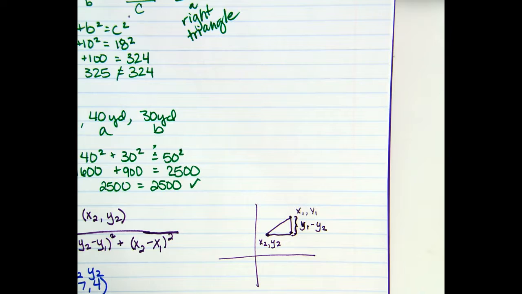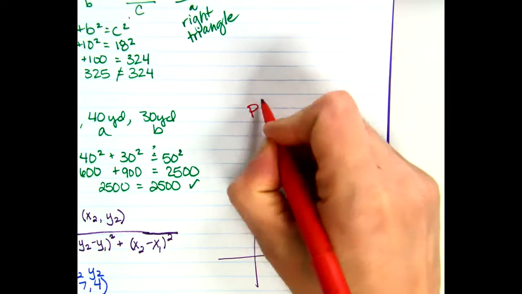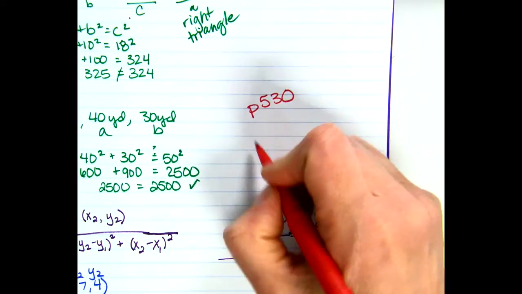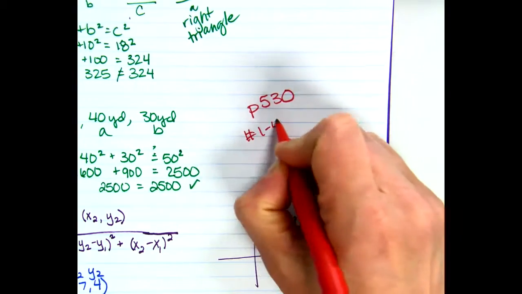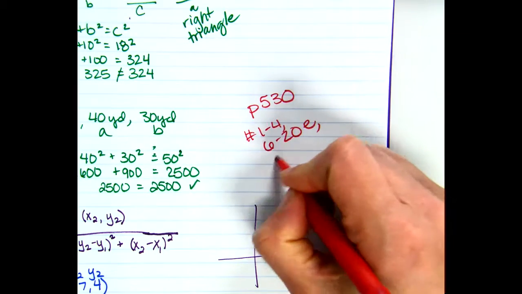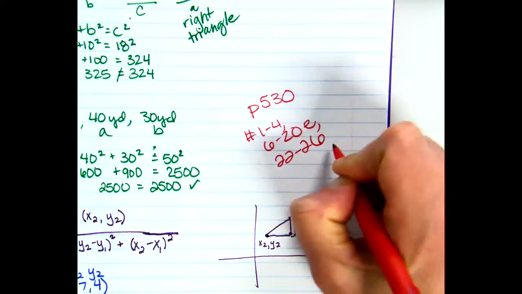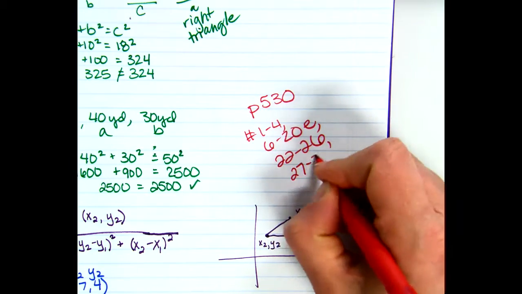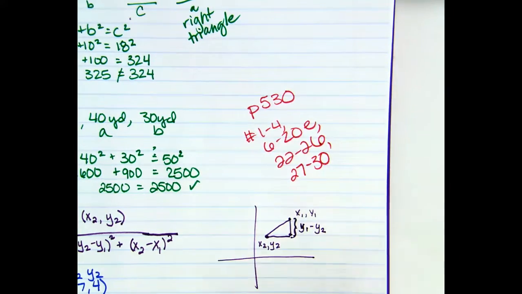So hopefully this whole video worked, because I just did it in one take. So your homework is on page 530, and you are going to do numbers 1 through 4, 6 through 20 even, 22 through 26, and last but certainly not least, 27 through 30.